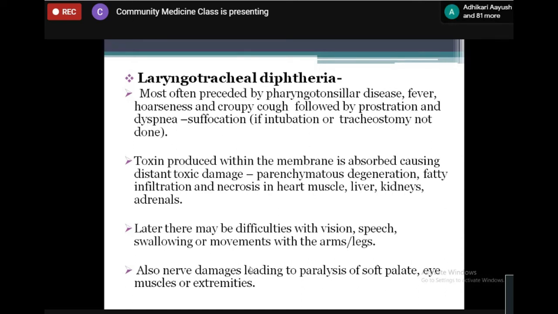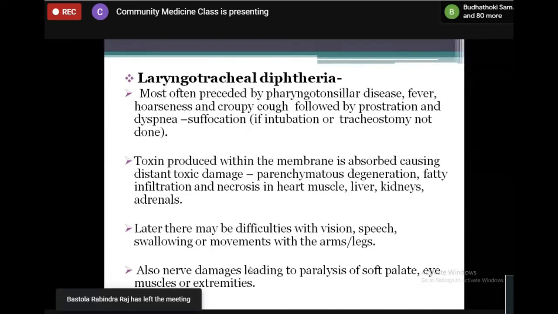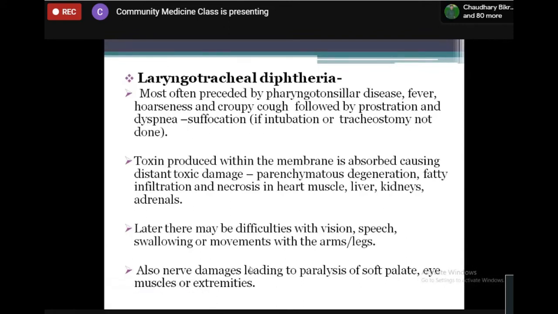So, in severe cases, the child may have to be intubated or a tracheostomy done. Suffocation can be felt if the child is not intubated or tracheostomy is not done. In severe cases, there will be difficulty in breathing, as I showed you, the pseudomembrane will obstruct the airway. Now, in such cases, you have to intubate: there's a tracheal tube which the anesthesiologist inserts inside the larynx up to the trachea so that the child's airway will be patent.